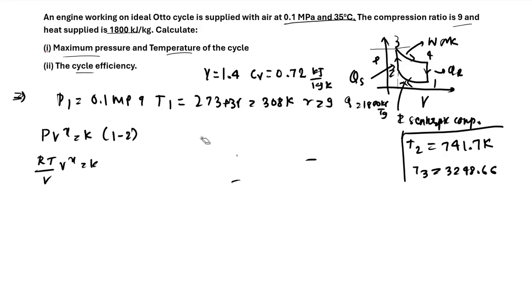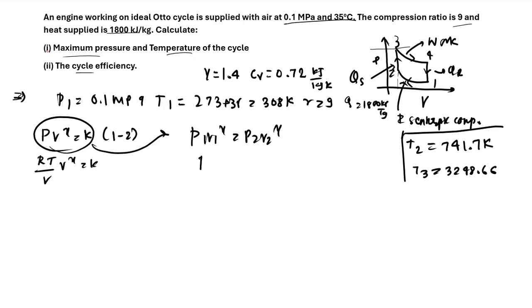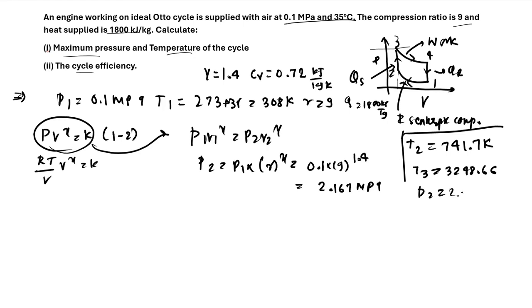Further, we need to also calculate the pressure at point 3. For that, we first need to calculate the pressure at point 2, which will again use the isentropic compression equation. P1 V1 to the power gamma should be equal to P2 V2 to the power gamma. So P2 will be equal to P1 into the compression ratio to the power gamma. The pressure at point 1 is 0.1, into 9 to the power 1.4 because gamma is 1.4. So it will come out to be 2.167 megapascal. So P2 comes out to be 2.167 megapascal.